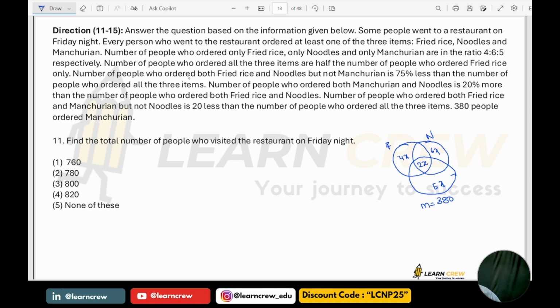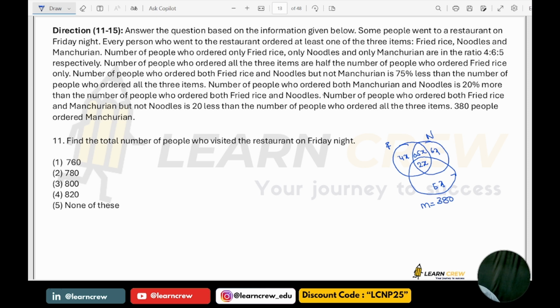Next, the number of people who ordered both fried rice and noodles but not Manchurian is 75% less than the number of people who ordered all 3 items. All 3 items is 2x. So thereby, the number of people who ordered fried rice and noodles but not Manchurian would be 25% of 2x, which is 0.5x.